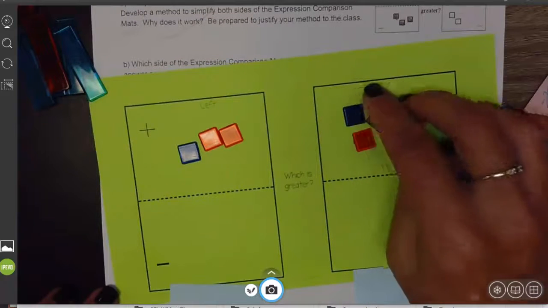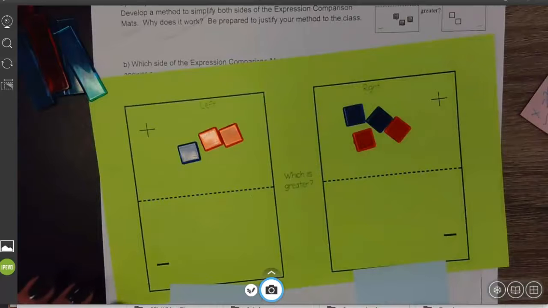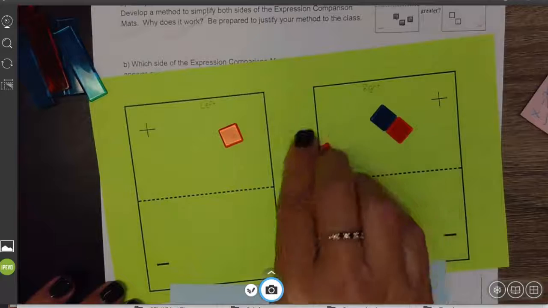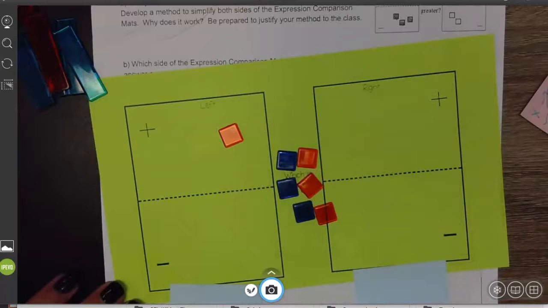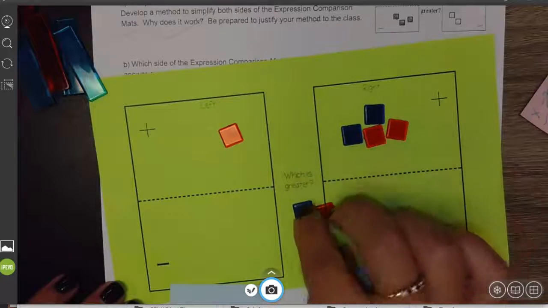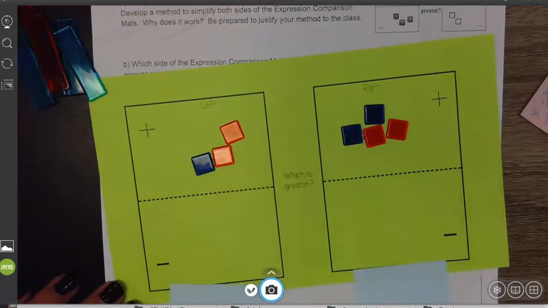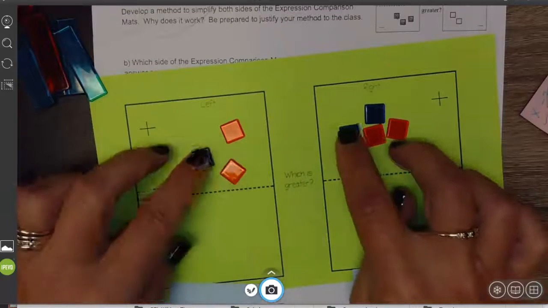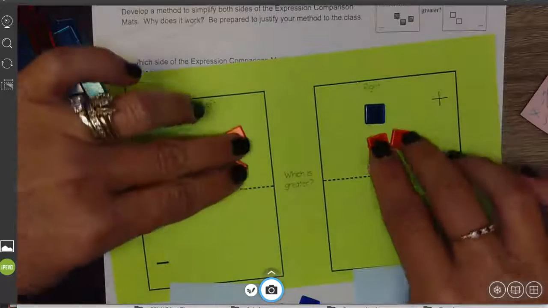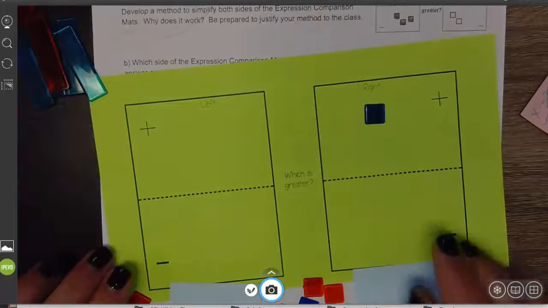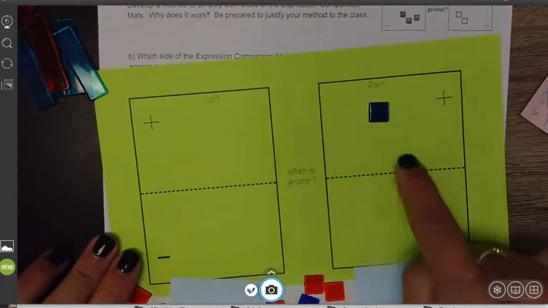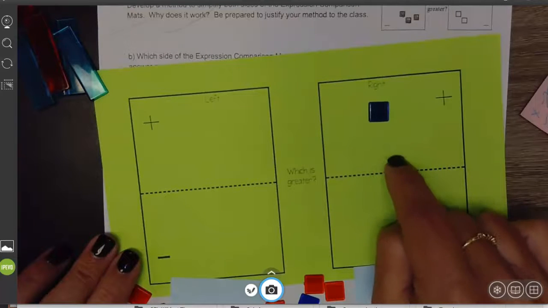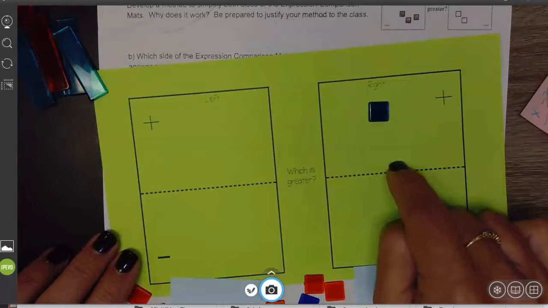So you could do a couple of things here. You could either find your zeros and take them off, or you could take off your identicals also. Well, we have a pair here and a pair here, or we have a 1 and a 1 here. We have two negatives here. We still end up with the same result. So we have nothing left on our left side, but we have 1 left on our right. So our right side would be the greater expression. This one is called removing equal parts.